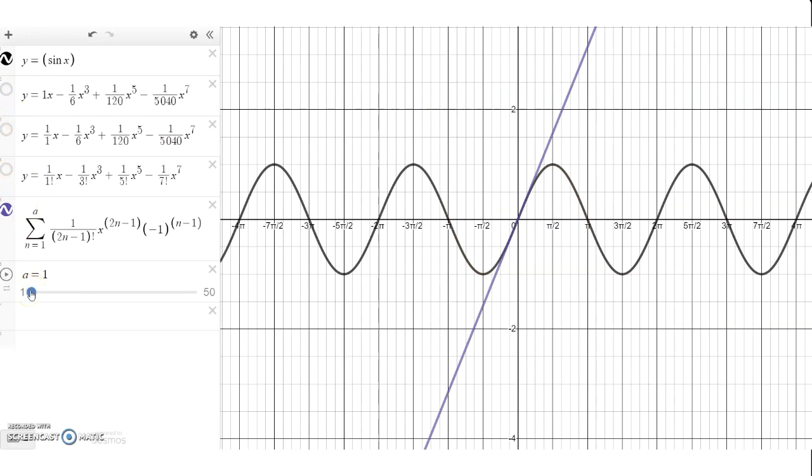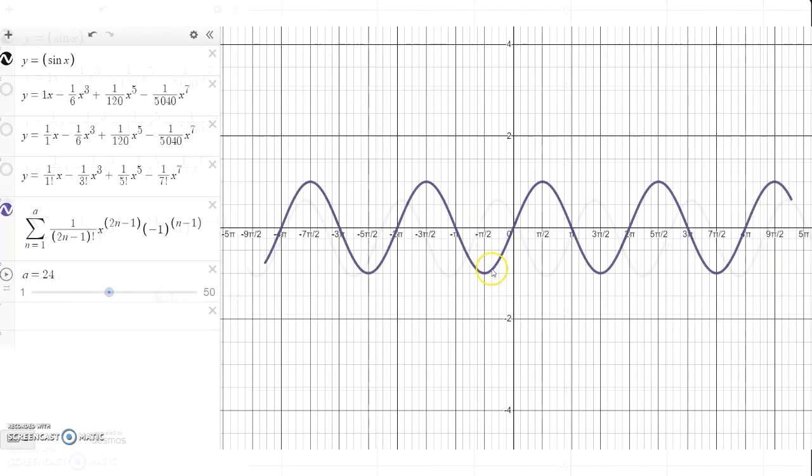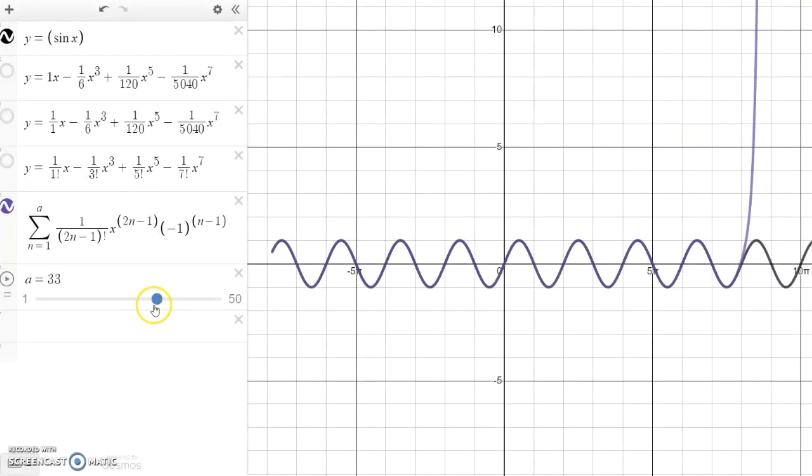So there's that linear polynomial, that linear function. Now watch as a increases, as we go from a linear to a cubic to a quintic to a 7th, 9th, 11th, 13th, etc. The more terms in the polynomial, the better the polynomial matches the sine of x. Now eventually, as all polynomials do, it's going to move away from that sine wave. But if we think about this polynomial having infinitely many terms, then we can agree that it models, it represents, it approximates the sine of x perfectly.